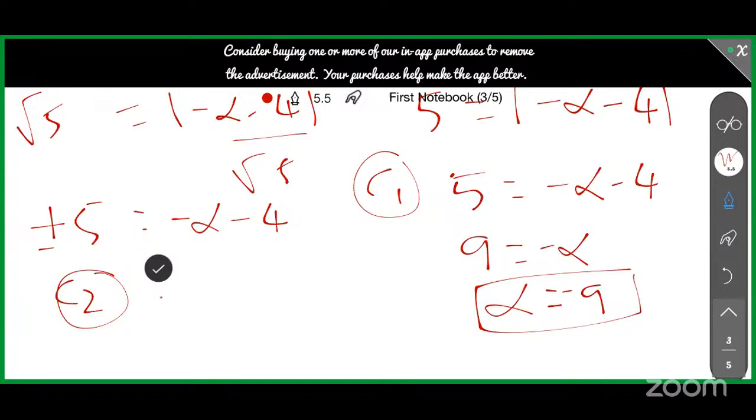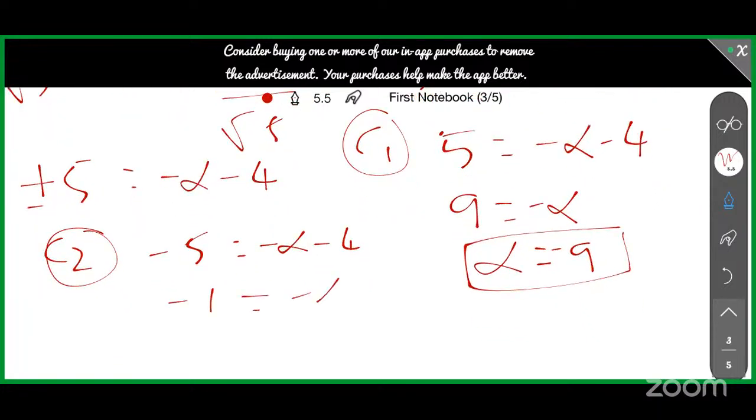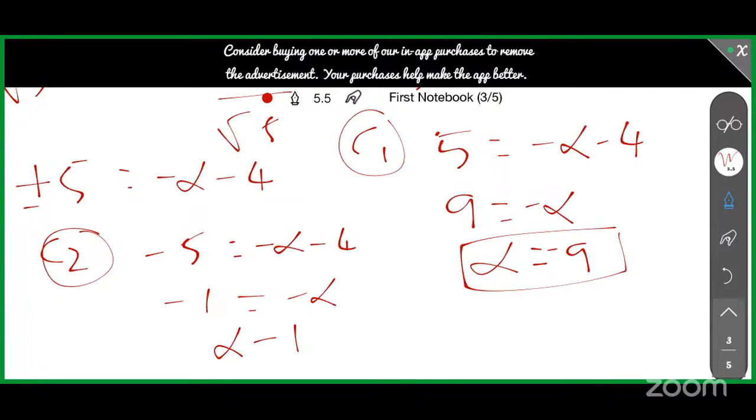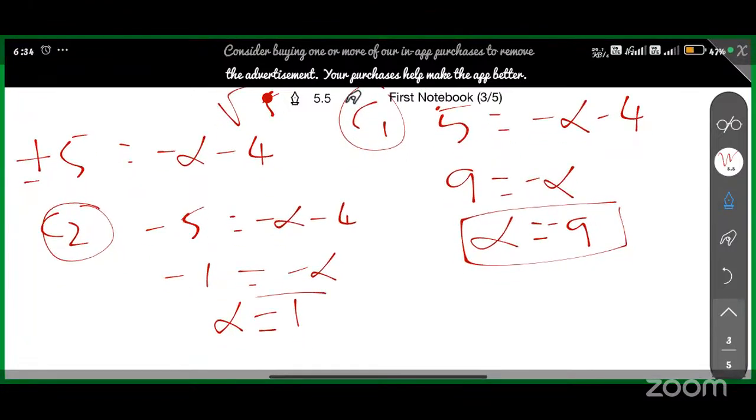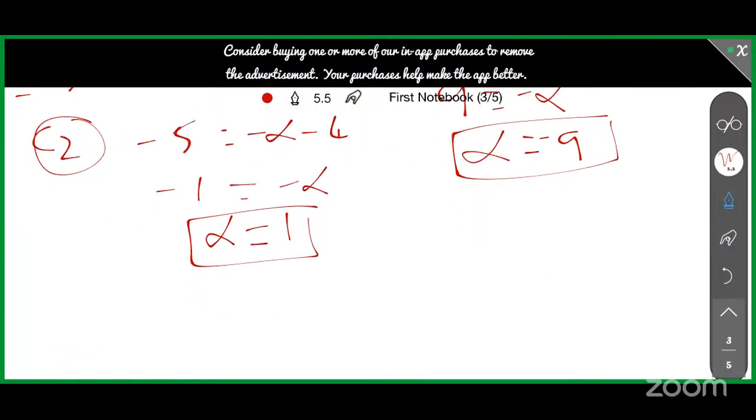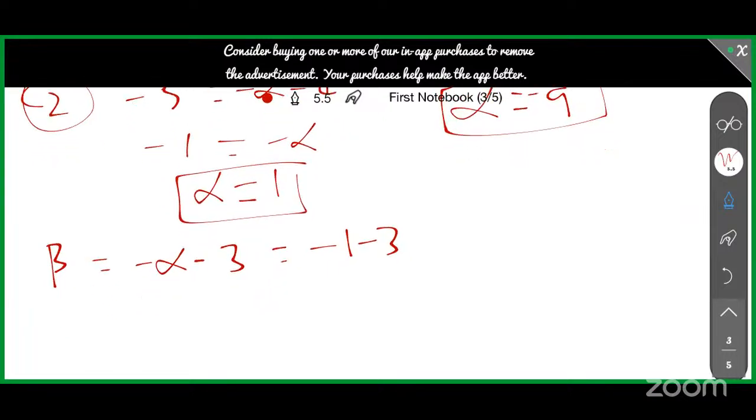Case 2: minus 5 is equal to minus alpha minus 4. Minus 1 is equal to minus alpha, so alpha is equal to 1. That means I'm getting two values of alpha. For these two values of alpha, I have to find beta. What is my beta value? Beta is equal to minus alpha minus 3, that is minus 1 minus 3. Therefore, for this value of alpha, my beta value is equal to minus 4. So for this, I'm getting 1 comma minus 4.